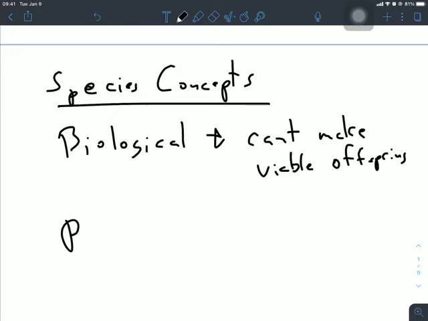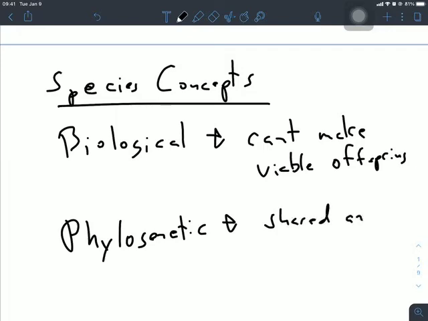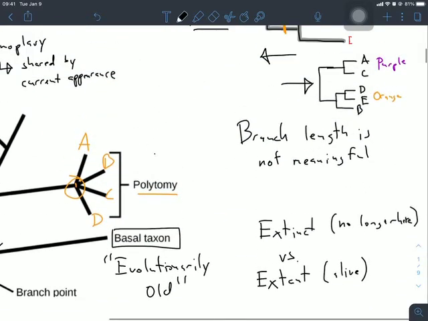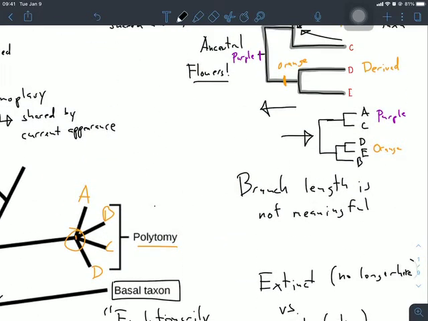The next is the phylogenetic species concept. By the phylogenetic species concept, you are trying to group everything that has a shared ancestor into a single clade. So if we're looking at different populations, as long as all of them can share direct ancestry and still can produce offspring, even if they don't do so today, we can consider those species the same by the phylogenetic species concept.